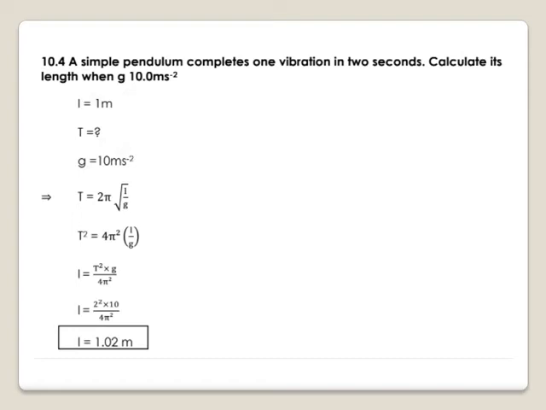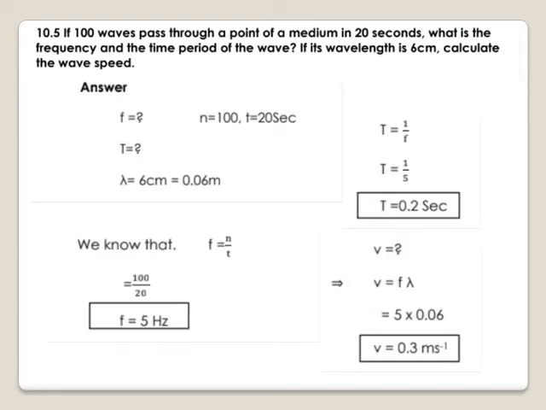Numerical 5. If 100 waves pass through a point of a medium in 20 seconds, what is the frequency and the time period of the wave? If its wavelength is 6 centimeter, calculate the wave speed. As we know that frequency and time period are reciprocal to each other, and we also know that wavelength, frequency and speed of the wave are related with each other with the formula, that is v is equal to f lambda.